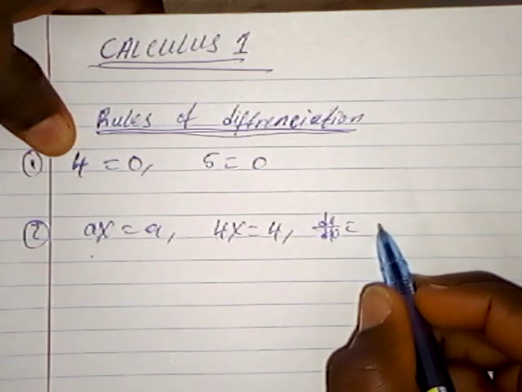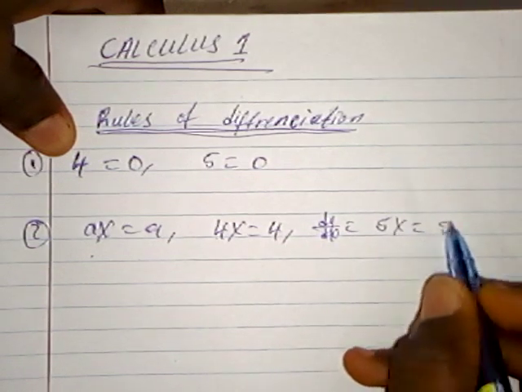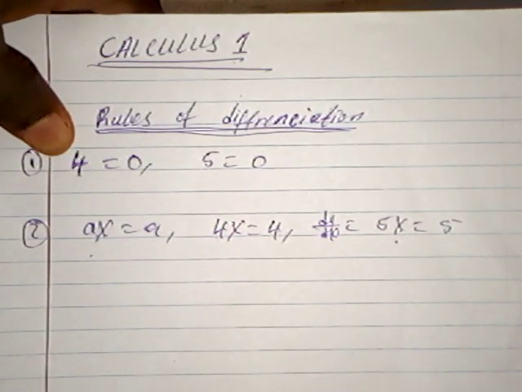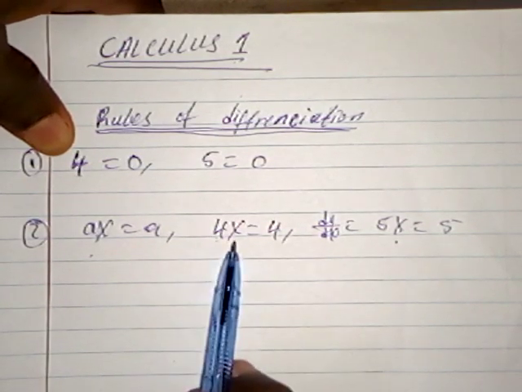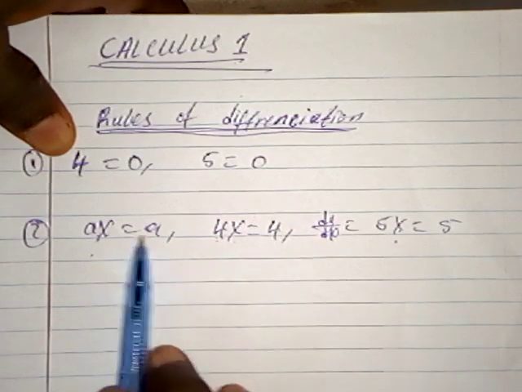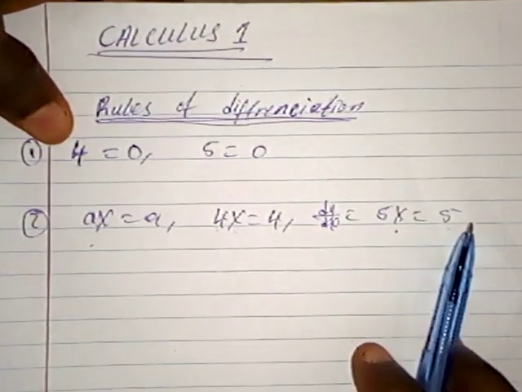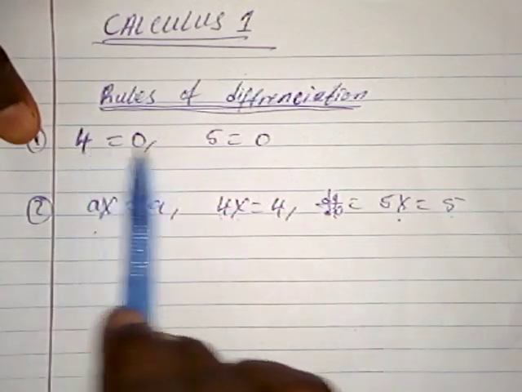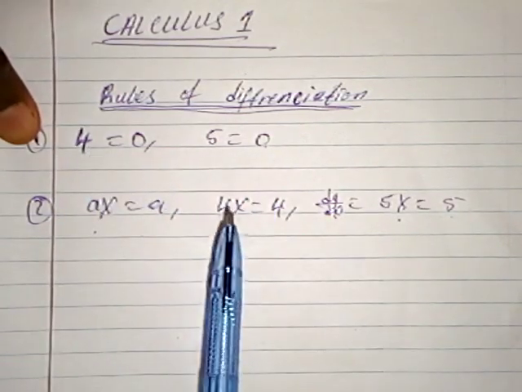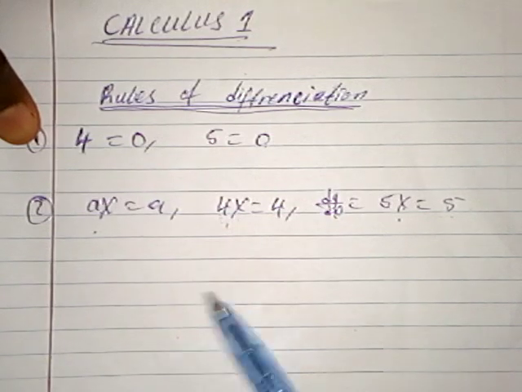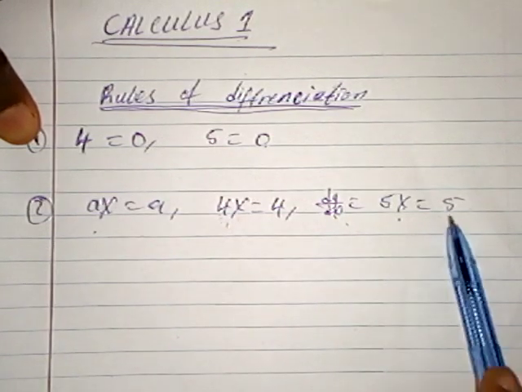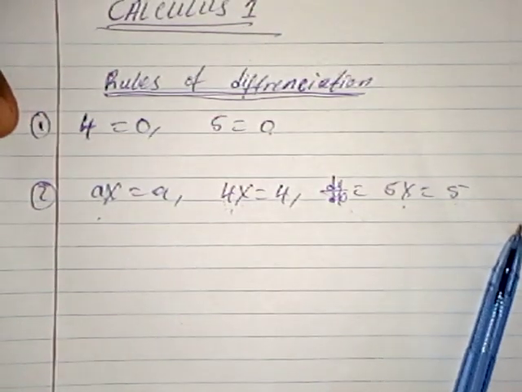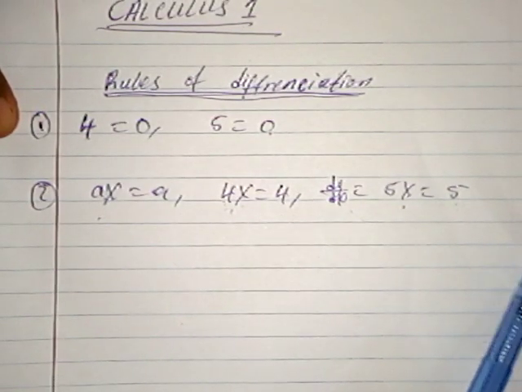The differentiation of 5x is what? 5. We just knock out the x. That's it. So anytime you are differentiating a coefficient and a variable together is what? Take notes at all times. Anytime you are differentiating a constant is 0. Anytime you are differentiating 4x, or a coefficient and a variable, is what? Just the coefficient, right? That's the first and second rule of differentiation.